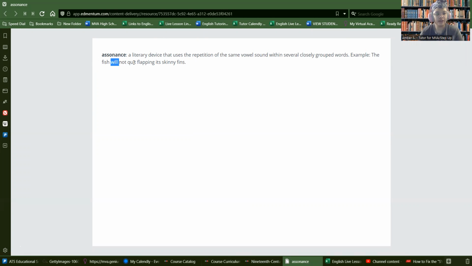We have quit, we have its, we have skinny. So the first part, ski, is the same I sound. And then we have fins. All of these are similar vowel sounds. As a refresher, vowels are A, E, I, O, U, and sometimes Y, depending on how it's used in a word.